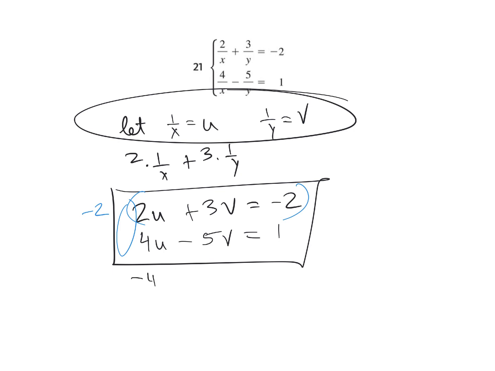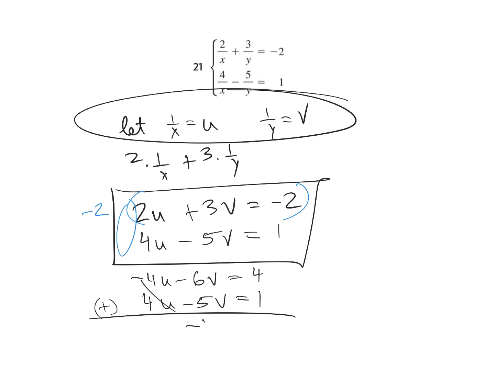Okay, so that's -4u plus 3, that'll be minus 6v equals 4. And the bottom one is 4u minus 5v equals 1. If we add those together, the u's cancel out, we get -11v equals 5. v equals -5/11. So let's substitute that in.